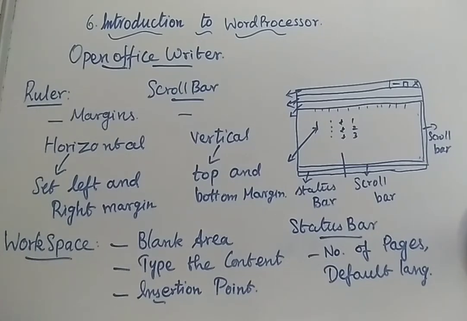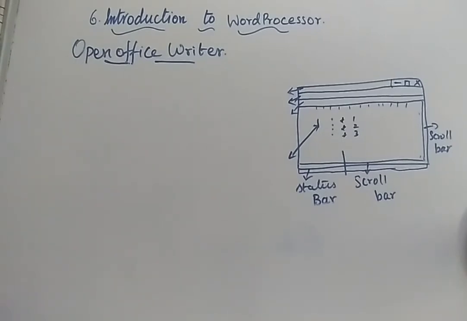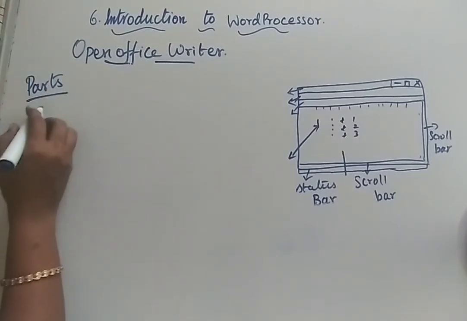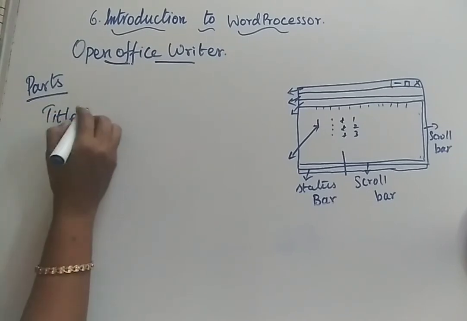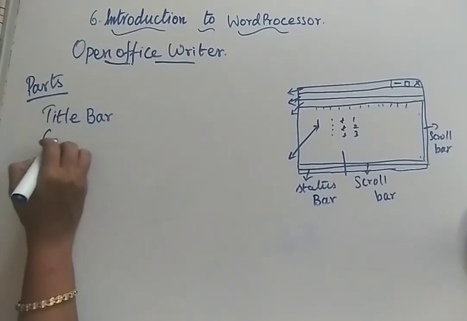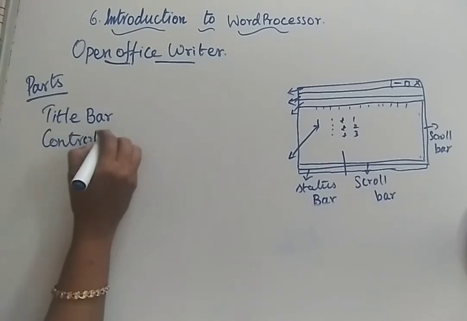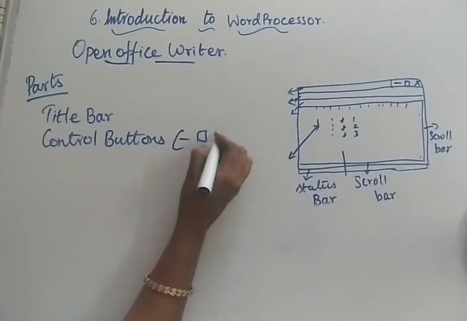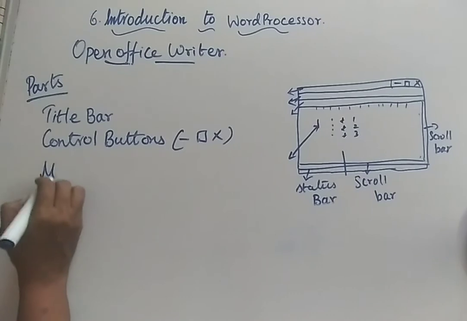Next we are going to review all the menus. What have we discussed by now? Just now we are in the topic parts of the Writer window. Under that, first we finished the title bar. Next we finished the control buttons: minimize, maximize, and the next one, close. Next we finished the menu bar.